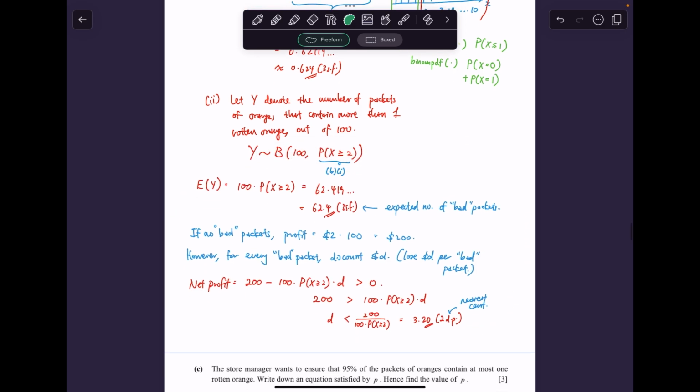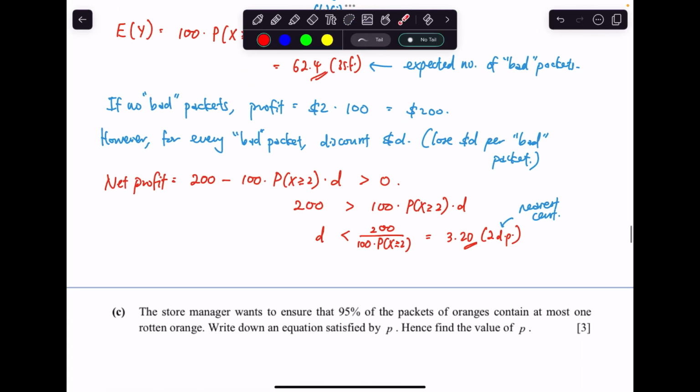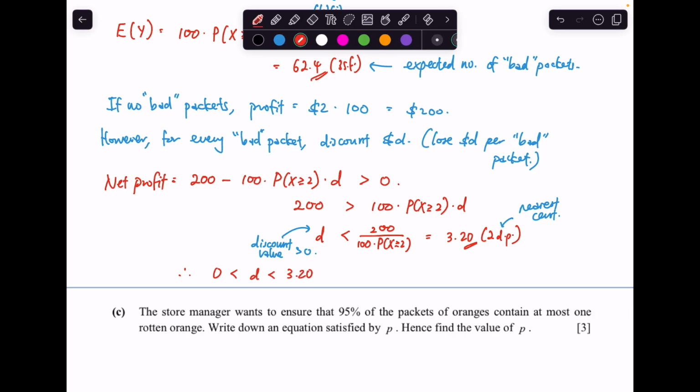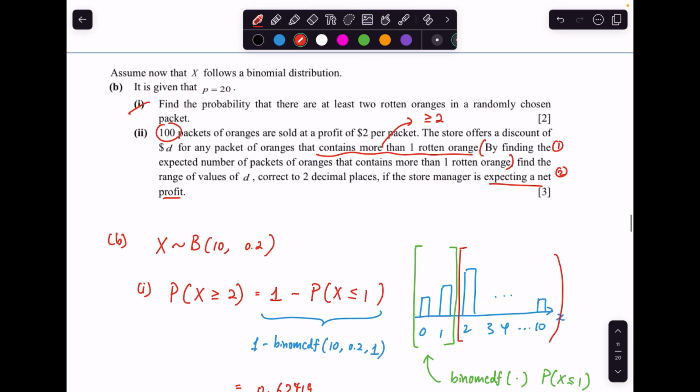Okay, so like this. Now, I have this inequality here. D is less than this. But D is a discount, right? A discount value should never be less than 0. So the discount value should be more than 0, which means my range of values of D would be 0 up to 3.2, or $3.20. This is my inequality. Okay, so part B part 2 is done.